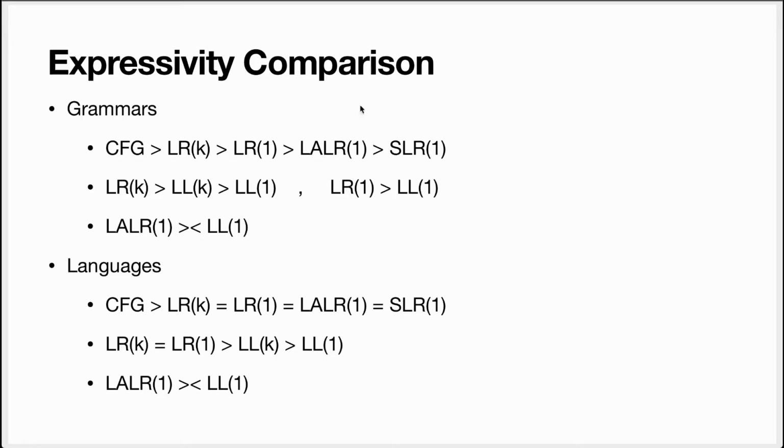Every SLR grammar is an LALR grammar, is an LR grammar, is an LR(k) grammar, and it's of course a CFG. We can also compare LR grammars to LL grammars, and so LL(k) grammars are all LR(k) grammars. And the same goes for LL(1) and LR(1). So basically, if the number here is the same, then you have the inclusion.